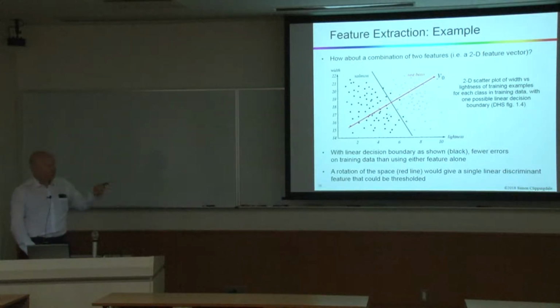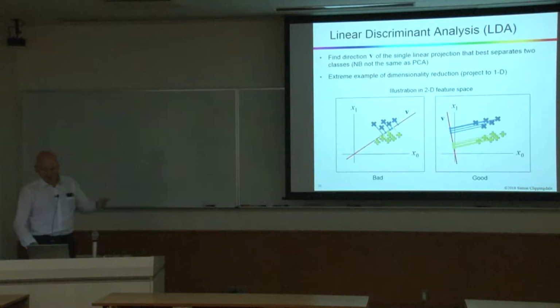So that is better. This is related to a technique called linear discriminant analysis, and this kind of formalizes what that's about. So we're going to try and find a single direction, v, this could be a unit vector, a single projection onto which best separates two classes. This is not the same as PCA, by the way, so don't confuse it with PCA.